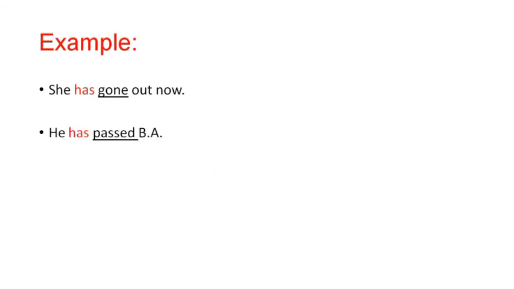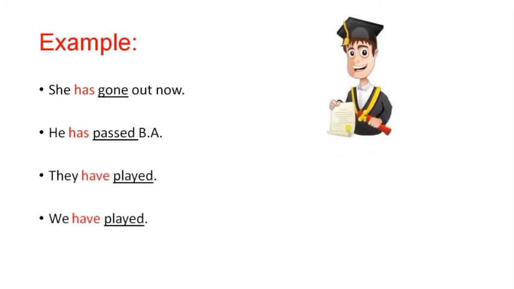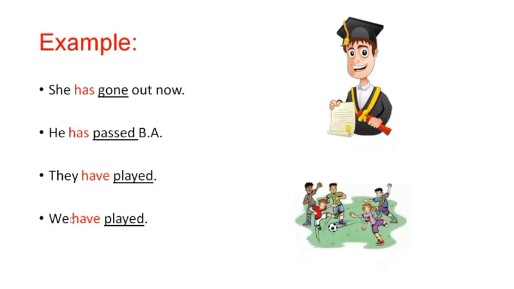He has passed BA. Again, he is a singular subject, so you have to write "has" and the past participle form of the verb, that is "passed." He has passed BA. They have played, and we have played. Here "they" is a plural subject, so you have to write "have," and "we" is also plural. So you have to write "have" plus the past participle form of the verb, that is "played." I hope you can understand this.